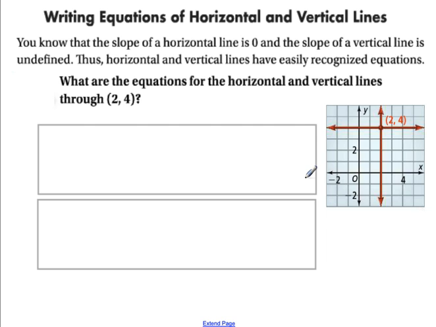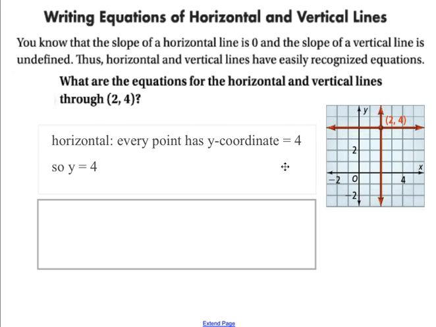Writing the equations of horizontal and vertical lines. We started off, it says you know that the slope of a horizontal line is 0 and a vertical line is undefined. So all horizontal and vertical lines are easy to recognize their equations. It says what are the equations for the horizontal and vertical lines through 2, 4? Well, for the first one, let's look at the horizontal line that goes through 2, 4. All of the points on this line have y coordinates equal to 4.